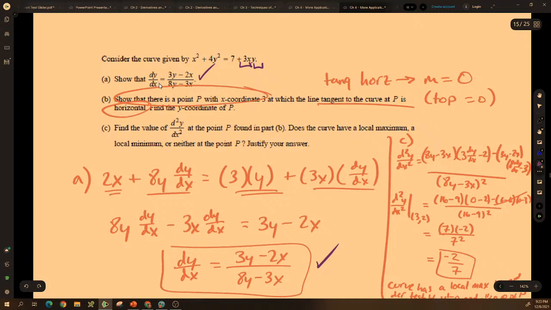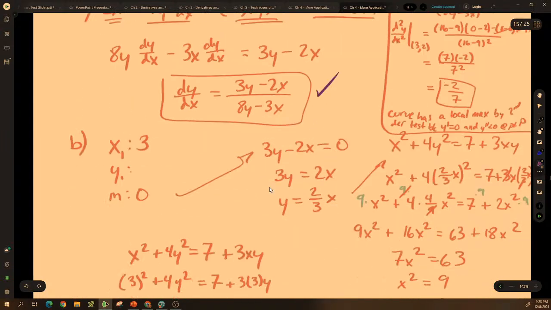Okay, part B, show that there's a point P with x coordinate 3, at which the line tangent to the curve at P is horizontal. So if I see a horizontal tangent, I'm thinking that m is 0, so I set the top to 0. If I set the top of this, 3y minus 2x, to 0, I get 3y equals 2x, that's y equals 2/3 x.